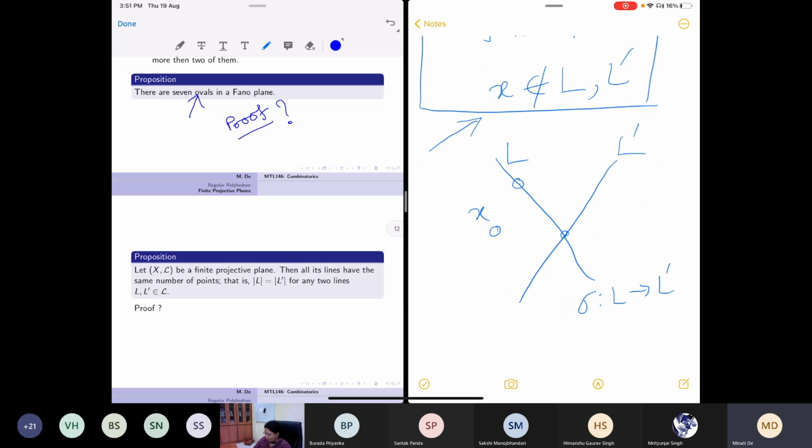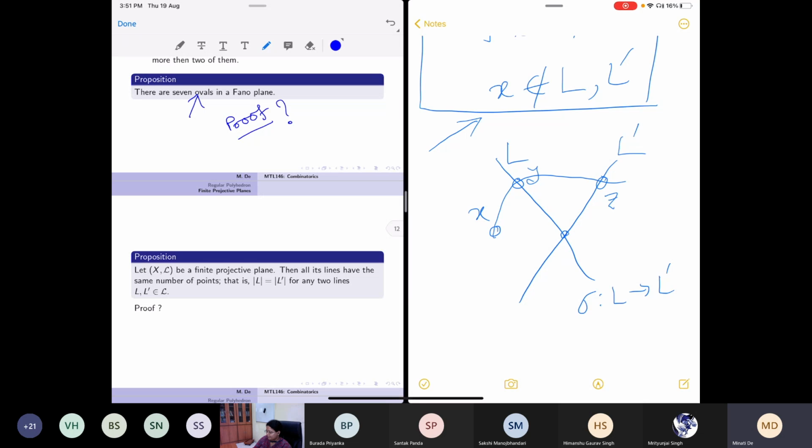So let's consider some point y in L. Now consider the line xy. There should be exactly one line, right? According to our assumptions, this line should intersect L dash, and that intersection should happen in exactly one point. So let's say that point is z. So that's my bijection.